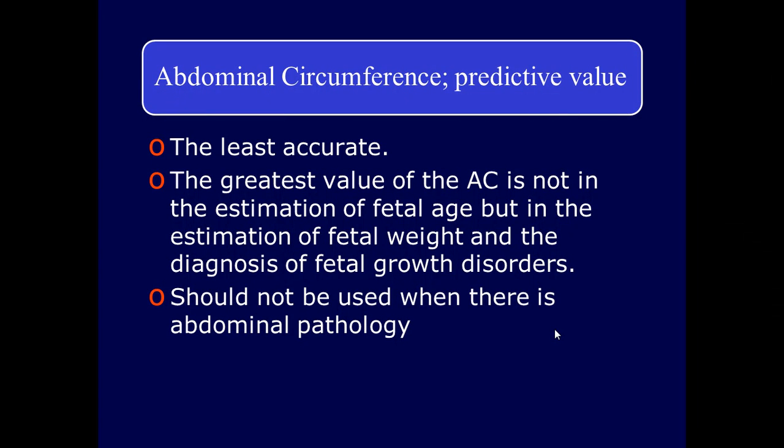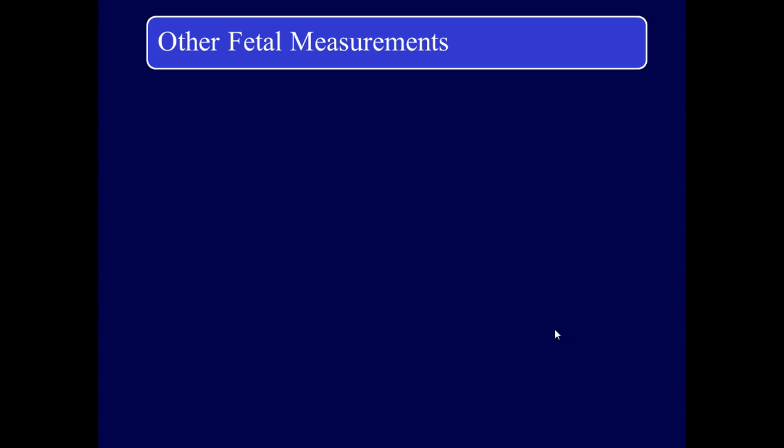The greatest value of abdominal circumference is not in the estimation of fetal age, but in the estimation of fetal weight and diagnosis of fetal growth disorders. Abdominal circumference should not be used for estimation of gestational age when there is evidence of significant abdominal pathology affecting the abdominal circumference, such as ascites, hepatomegaly, and macrosomia.